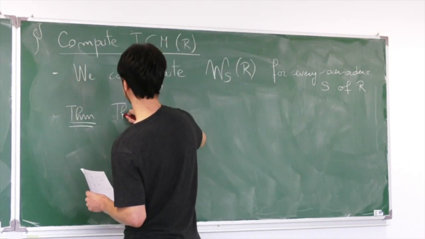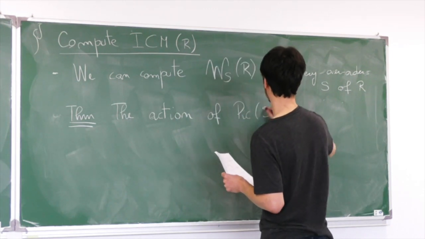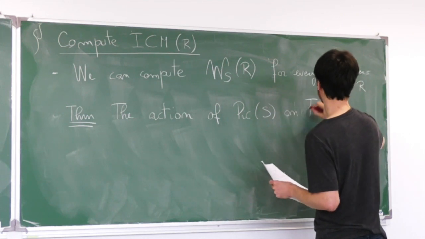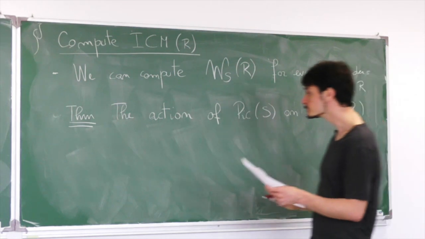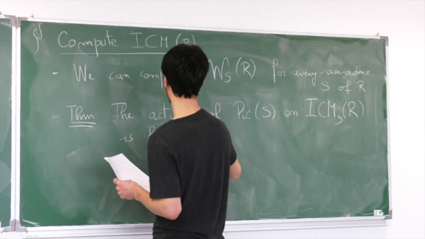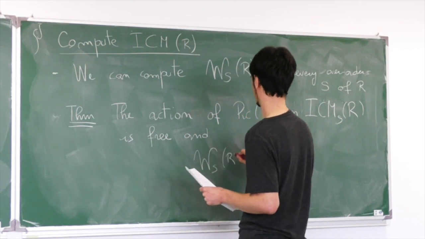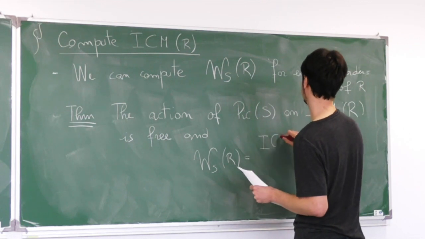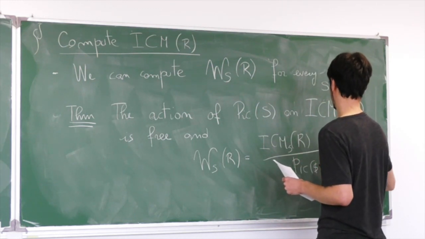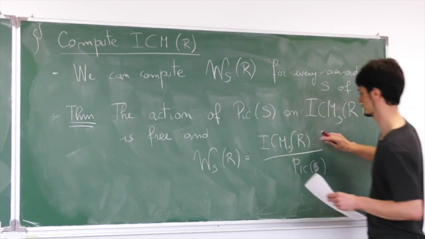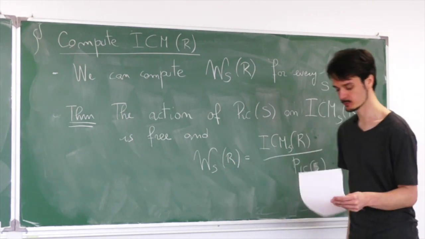The natural action, so the action induced by multiplication of the Picard group of S, of one fixed overorder S, on the set of isomorphism classes of fractional R ideals with prescribed multiplicator ring S is a free action, and the quotient by this action is equal precisely to WS of R. So the set of weak equivalence classes with multiplicator ring S. Okay, so you take the set of isomorphism classes with that prescribed multiplicator ring, you mod out by this action of the Picard group, and you get precisely the weak equivalence classes.